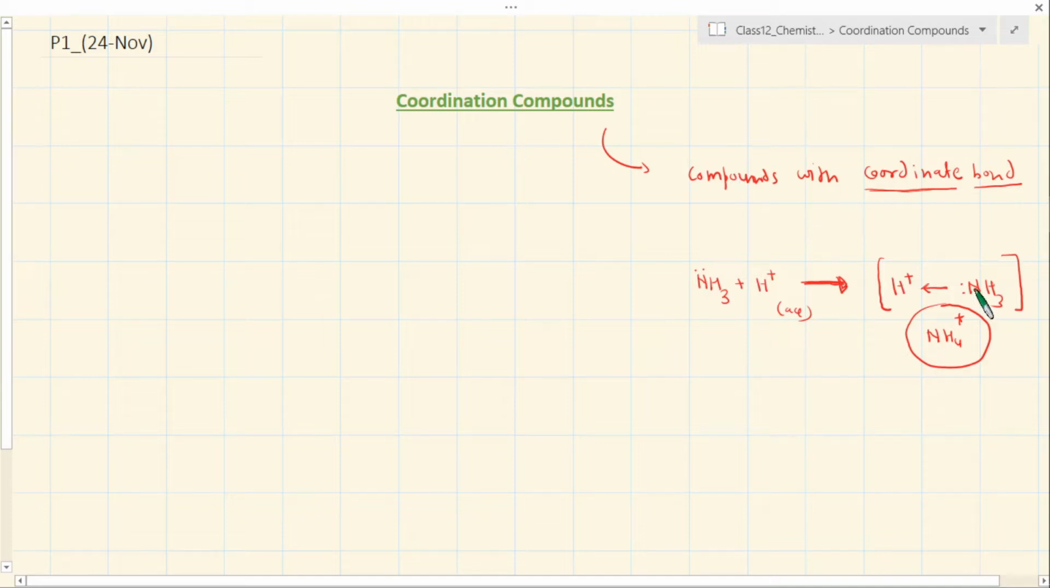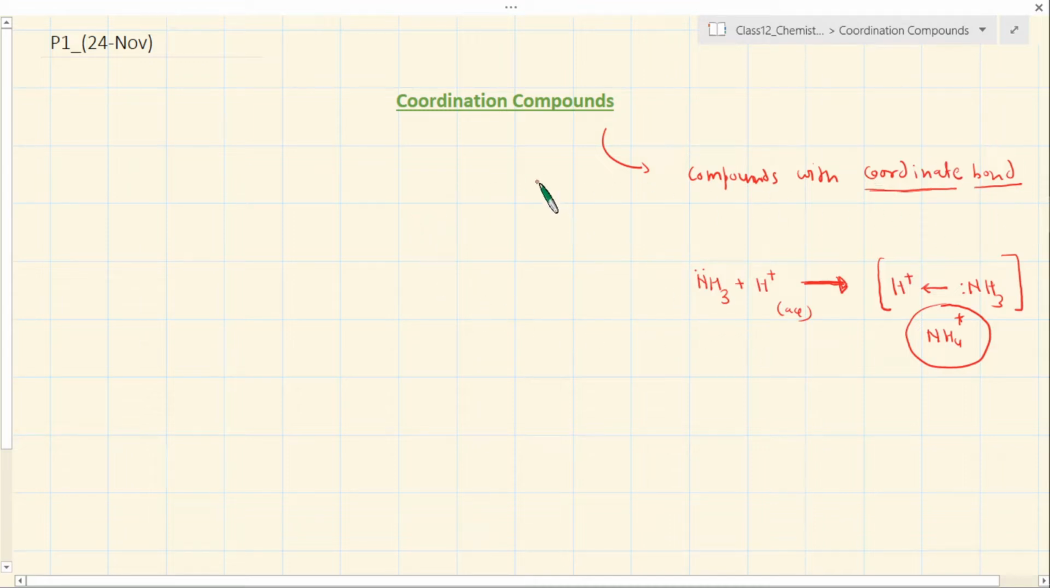There are many compounds like this where one of the entities provides the shared pair of electrons for the formation of a covalent bond, or in general a bond, and that kind of bond is generally referred to, in very simple terms, as a coordinate bond. But as I said, it need not be entirely covalent in nature. Coordinate covalent bond is generally how it is written, but that doesn't mean a coordinate bond is always just a covalent bond. We will see that a little later.